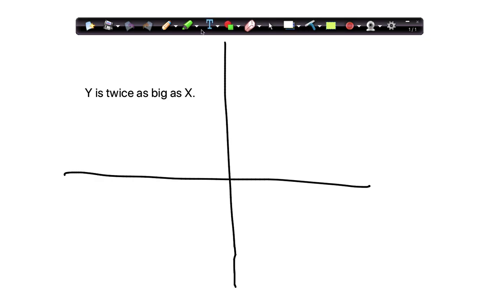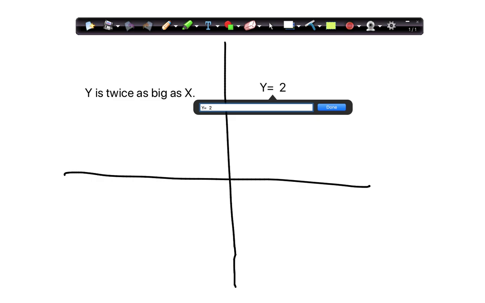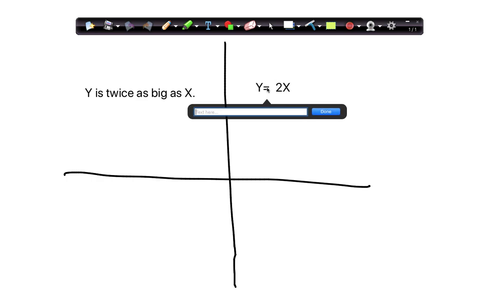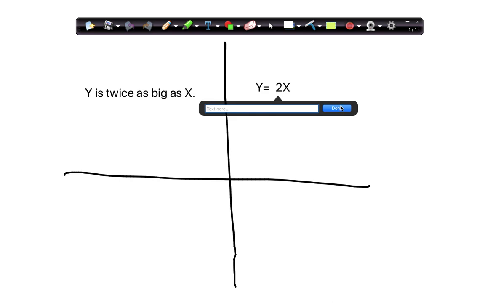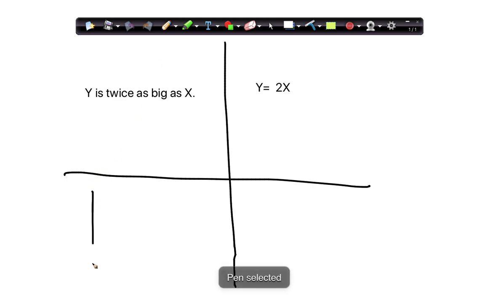And then we wrote an equation. y equals 2 times x. And that really says the same thing. And then we made a table. The table looked like this.